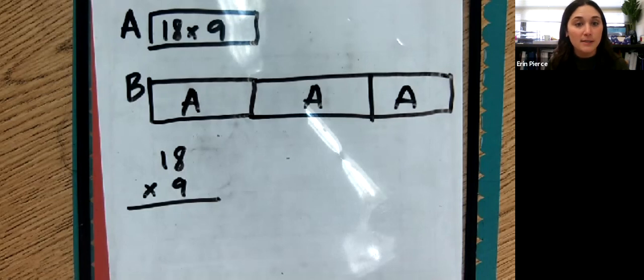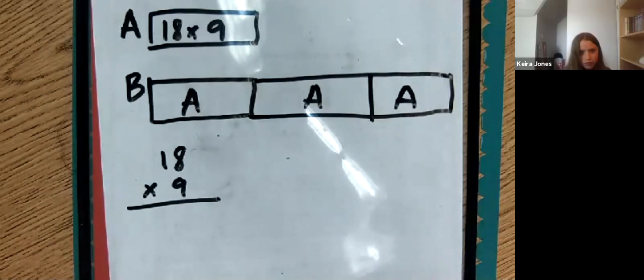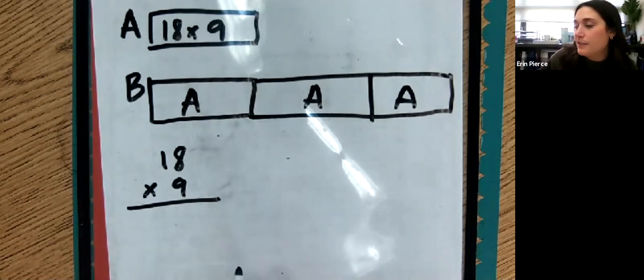Well, when I do 18 times 9, what do I get? Kira. 162. Sorry, you kind of cut out a little bit at the end. 162. All right, so you say 162.